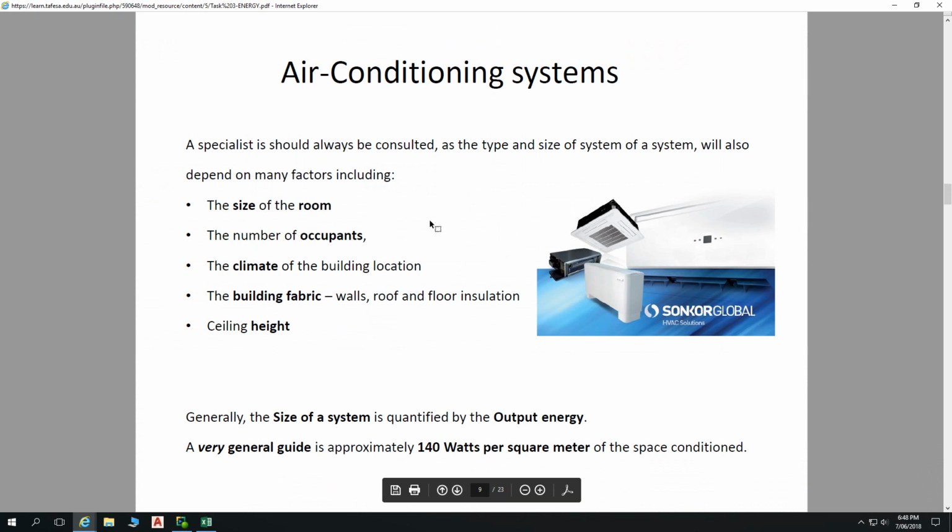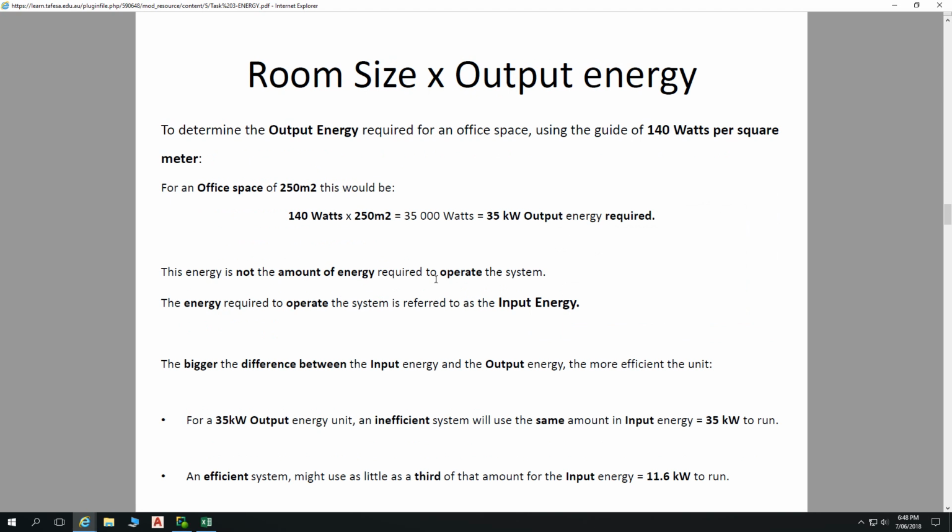So the general size of the system is quantified by the output energy. The very general guide is approximately 140 watts per square metre of the conditioned space. So that's what we're going to use. That is not the energy which is used to run the air conditioner though. It's a way of quantifying the cooling or heating power of that unit. So for an office space of 250 square metres, 140 watts by 250 is 35,000 watts. So we've got 35 kilowatt output energy of that unit.